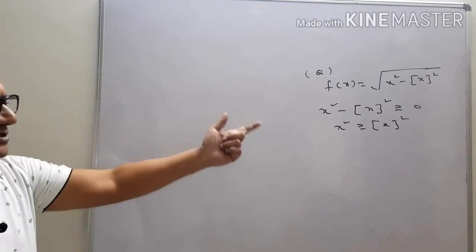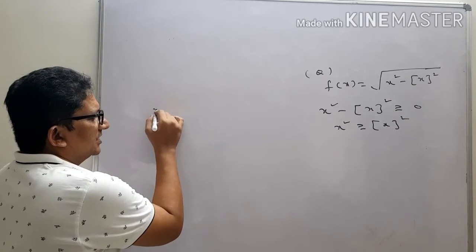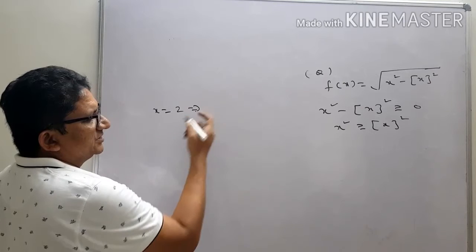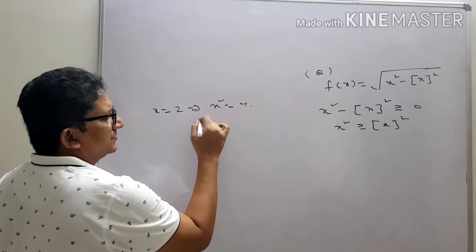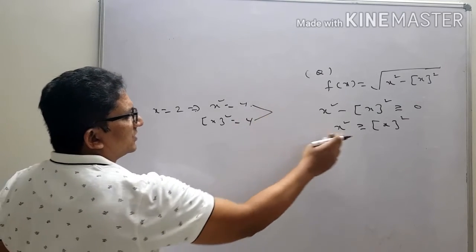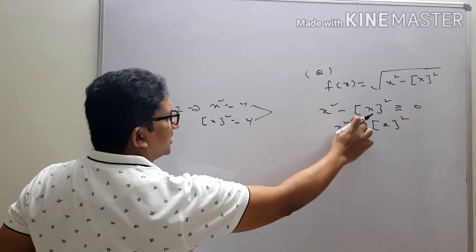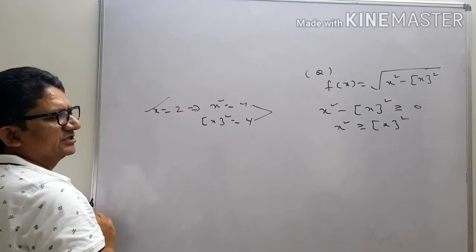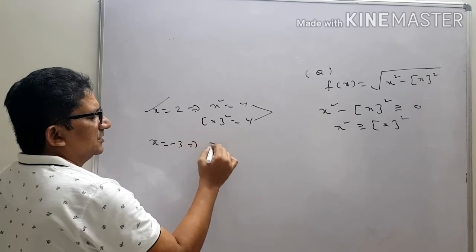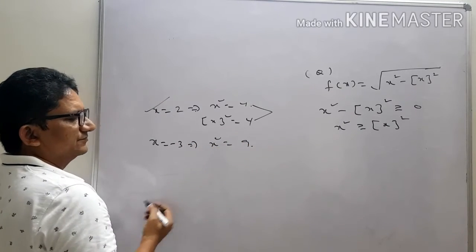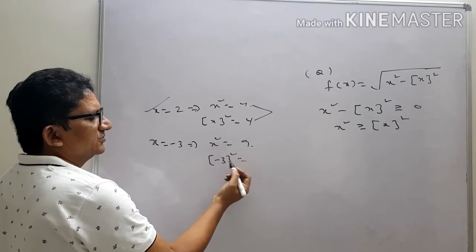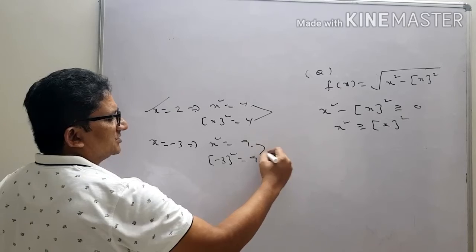Now we will check different possibilities to analyze this one. I will take x as a positive integer, suppose 2. x as 2 means x² will be 4 and (step of x)² is also 4. So 4 equal, either greater than or equal. That's why we can take positive integers, no problem. Next I will take negative integers: x equals minus 3, x² means you will get 9, and (step of minus 3)² is what again? 9. So that means it is true.